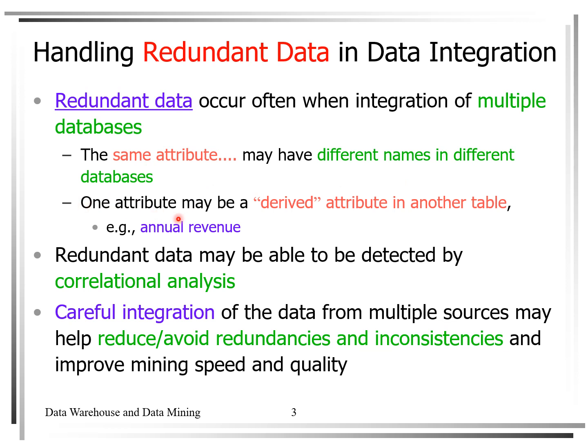Another case is when we have an attribute that is derived from another attribute in another table. For instance, the age and the date of birth. The age is actually derived from the date of birth, so this will be redundancy. Redundant data can be detected using correlation analysis. However, if we carefully integrate data, if we are mindful when we are integrating data, then this will reduce redundancy possibilities and inconsistencies and will improve our mining quality and speed.